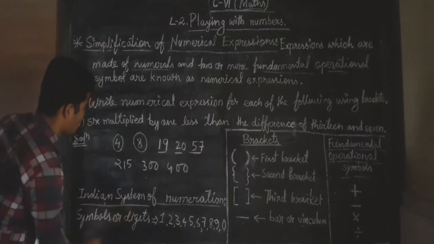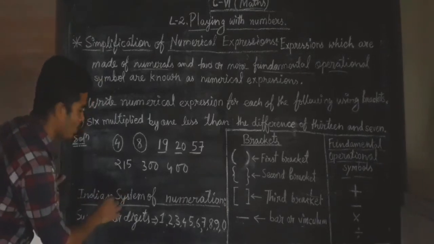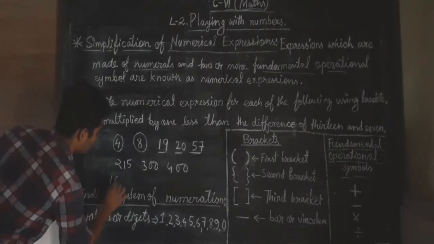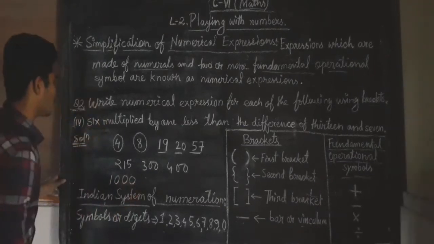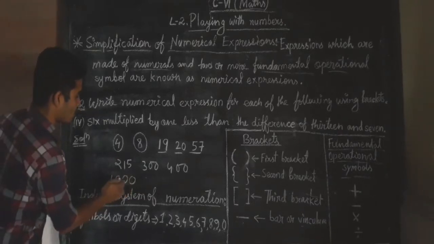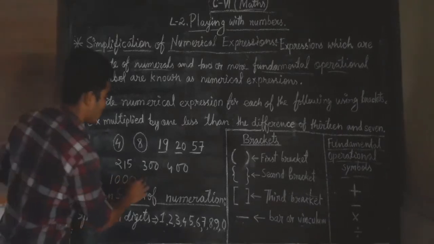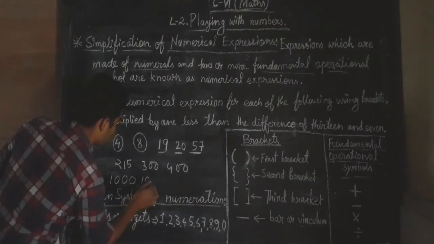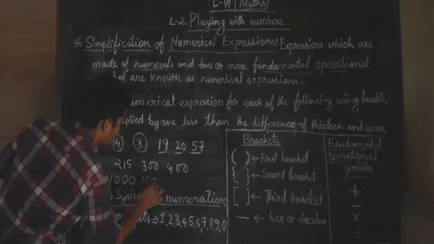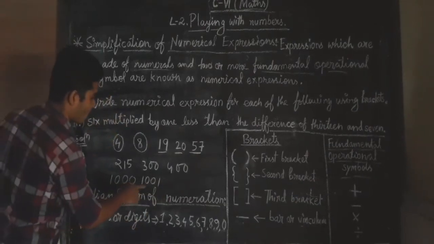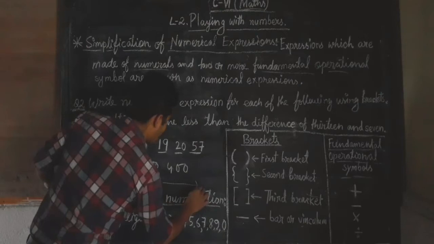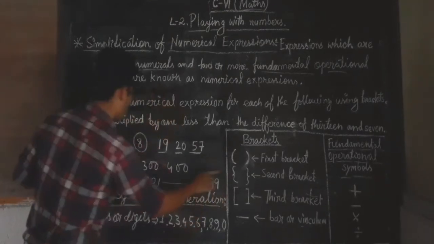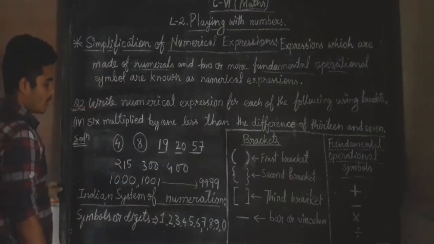Similarly, we use 4 digits for writing a 4-digit numeral. For example, the smallest 4-digit numeral is 1000. You can see in 1000 there are 4 digits, 1, 2, 3, 4. After this, if you go forward, you will get 1001, and so on till 9999. You will get all the 4-digit numerals.